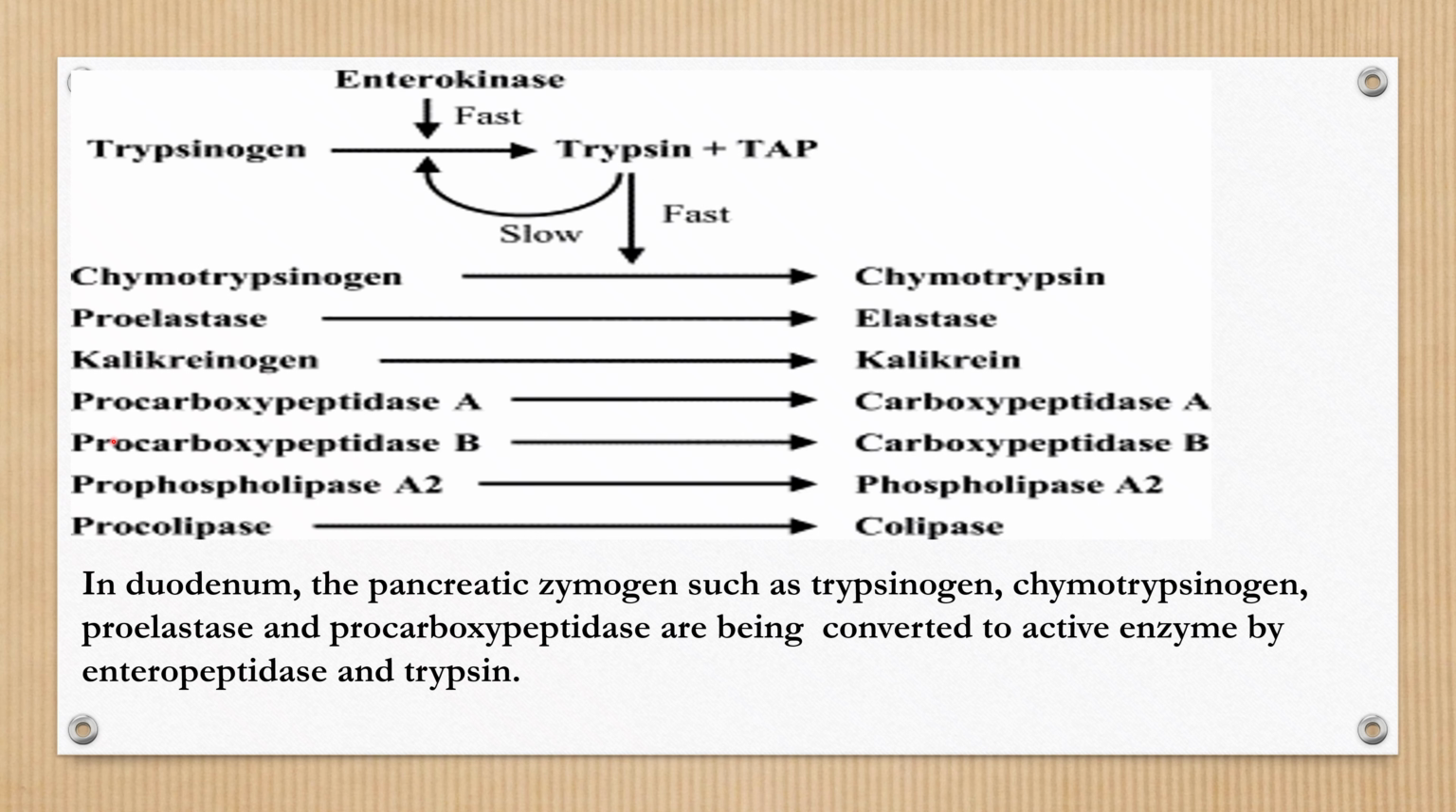Trypsin converts procarboxypeptidase A to carboxypeptidase A. It also converts procarboxypeptidase B to carboxypeptidase B, pro-phospholipase A2 to phospholipase A2, and pro-colipase to colipase. So trypsin converts all these zymogenic forms to their active enzymes. And enteropeptidase converts trypsinogen, the zymogenic form of trypsin, to trypsin.